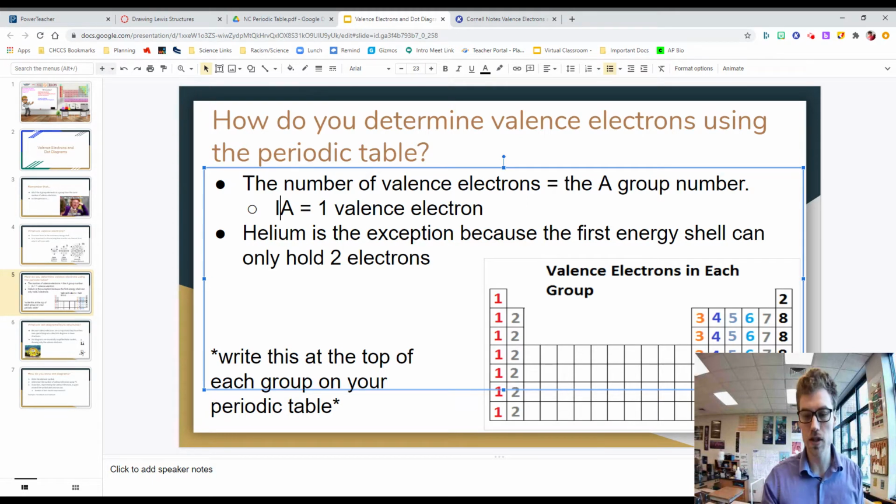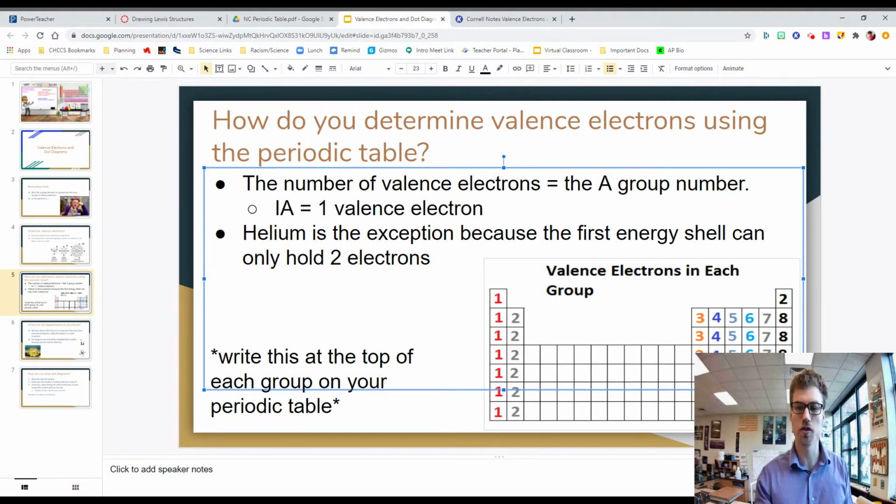We're going to skip the B group elements, and that's because they have different numbers of valence electrons, and it has nothing to do with which group they're in. There's no pattern or anything like that. So that's the reason why those transition metals are really weird. We talked about how the rules are different for them, so we're just going to totally ignore them. We're just focusing on the A group elements.